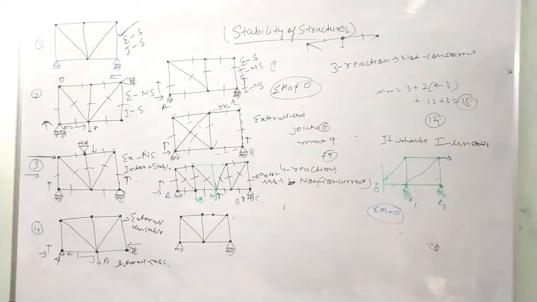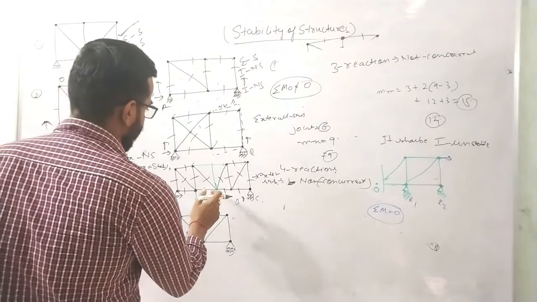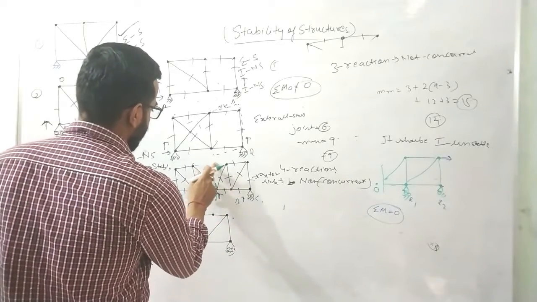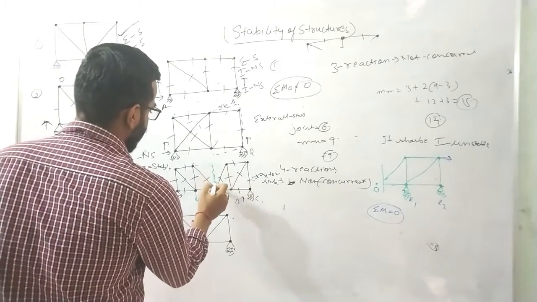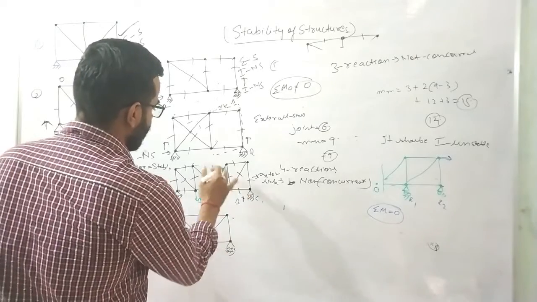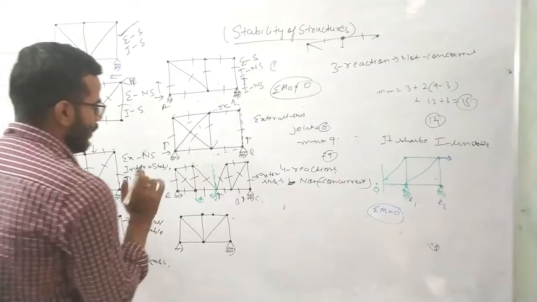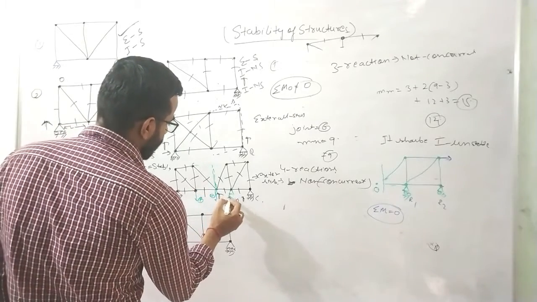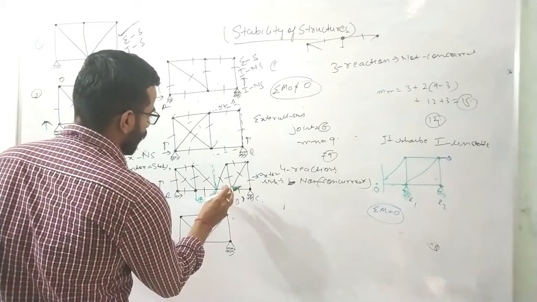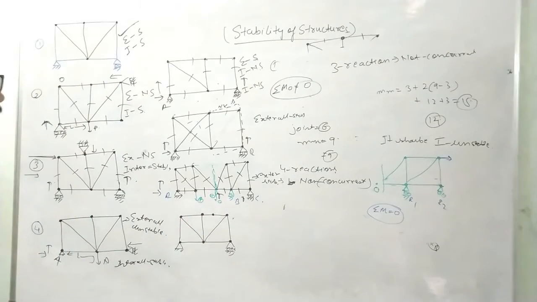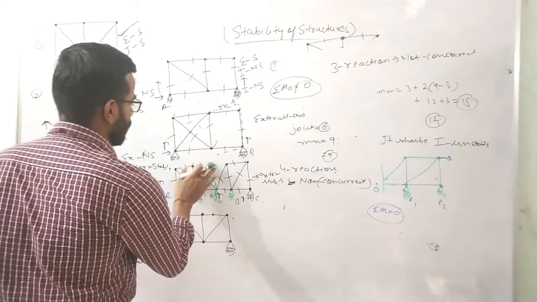If I calculate the moment about this point and this member is not there, my summation M will not be equal to 0. But if I provide one external roller support over here, that external roller support makes the summation M about this point 0. So here we don't require any member.